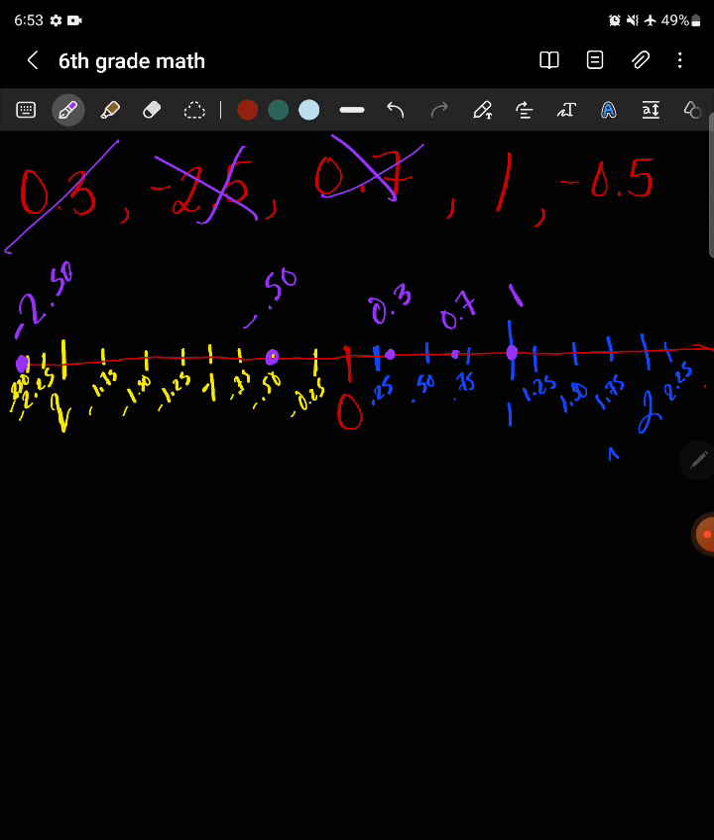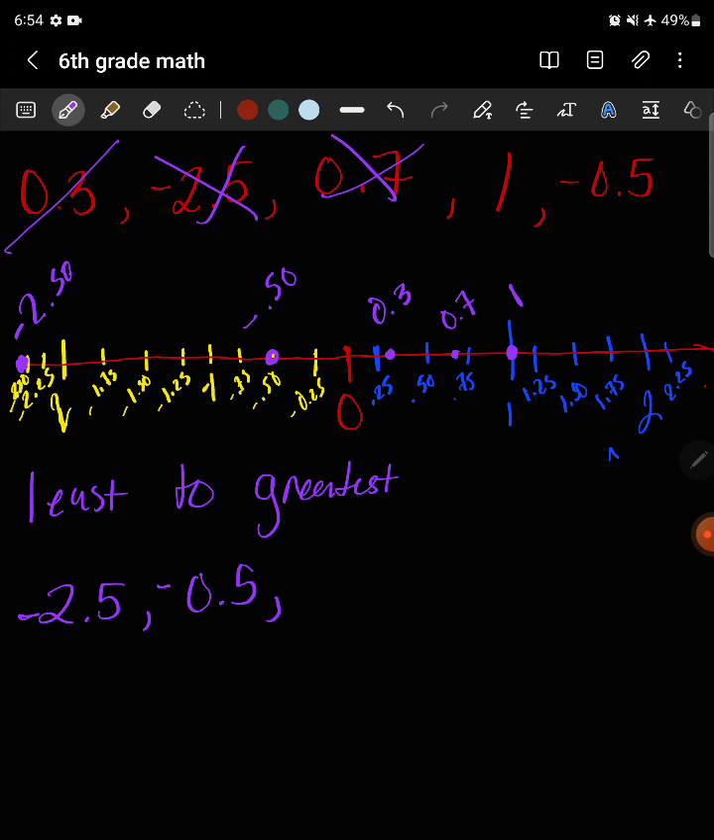So now that we got them in order, I want us to think about this. Now I want us to put them in order from least to greatest. When we do from least to greatest, our first number is going to be -2 and 5/10, comma. Then our next number is going to be -5/10, comma. And then our next number is going to be 3/10, comma. And then our next number is going to be 7/10, comma. And finally, our largest number is going to be 1.